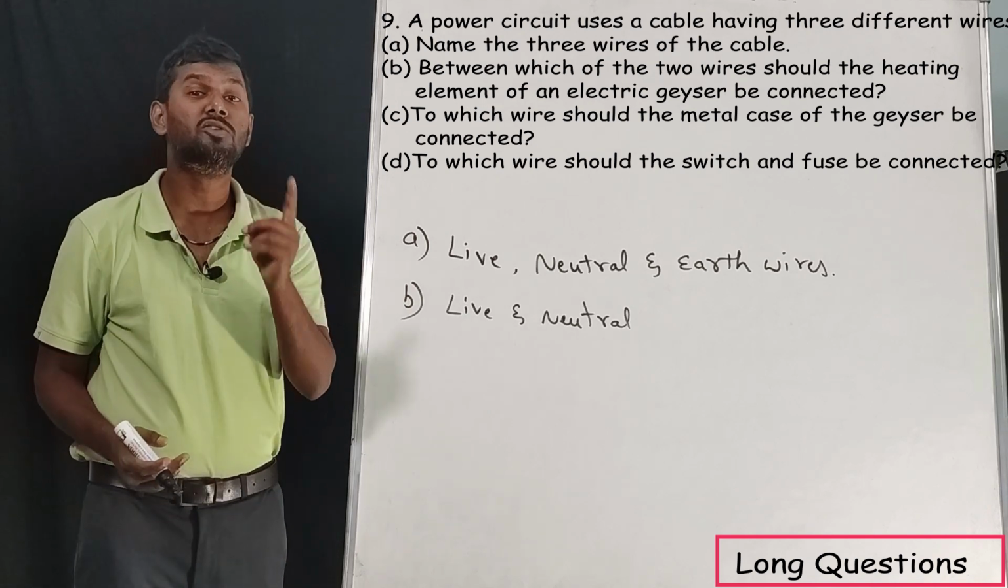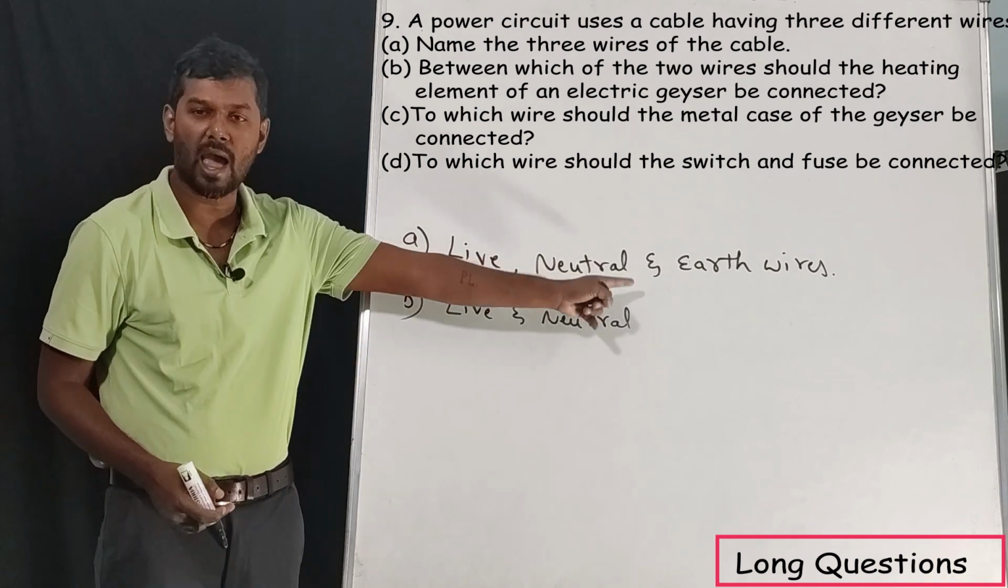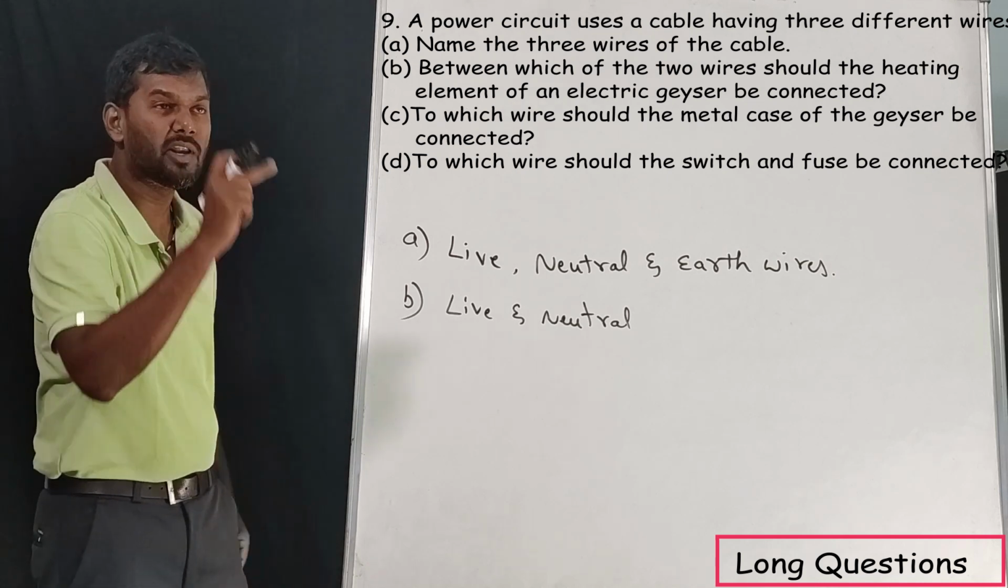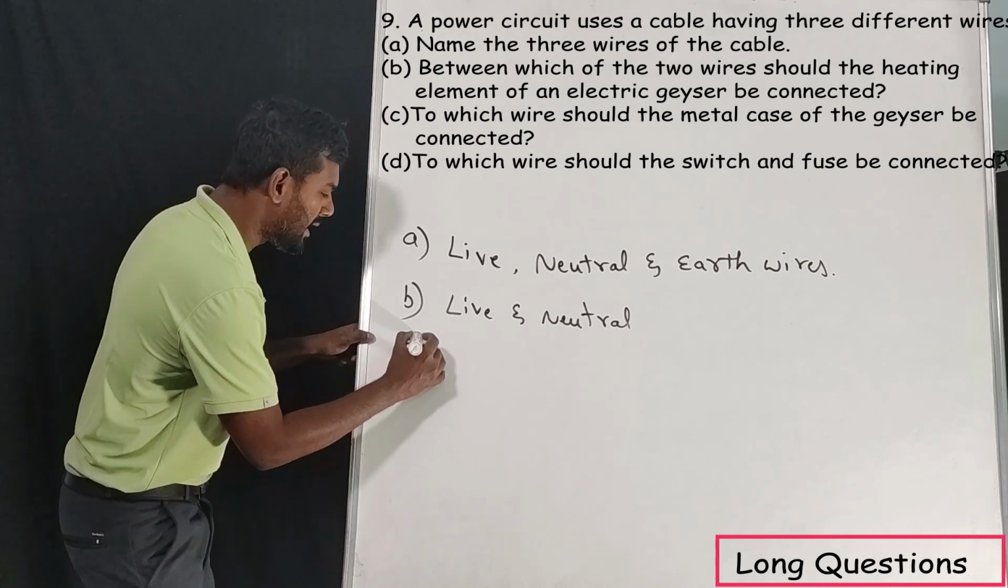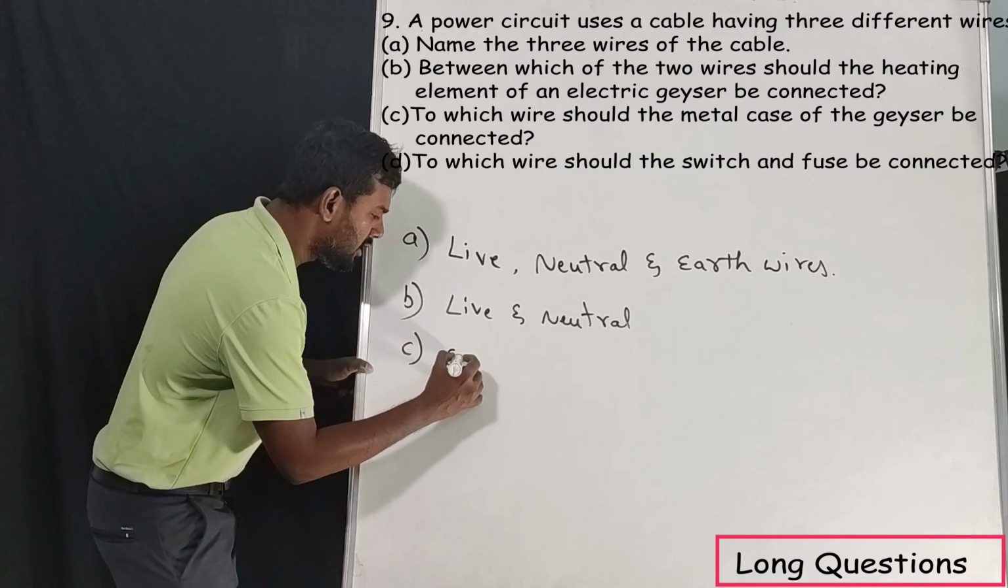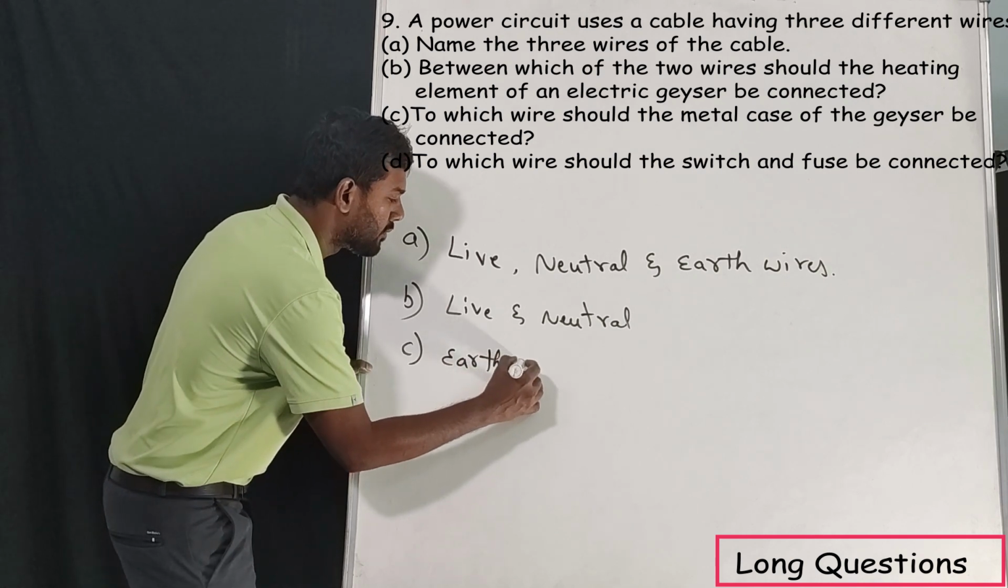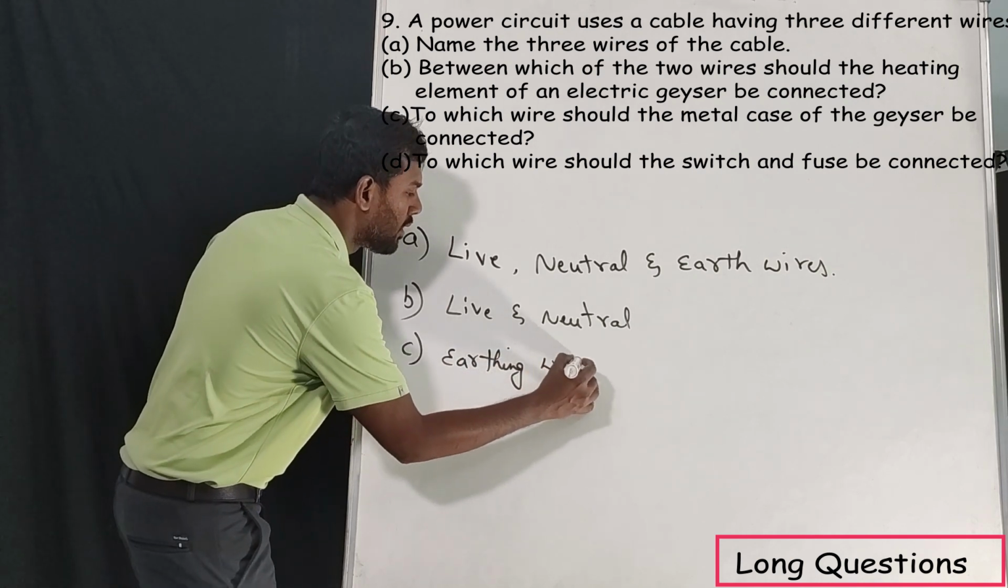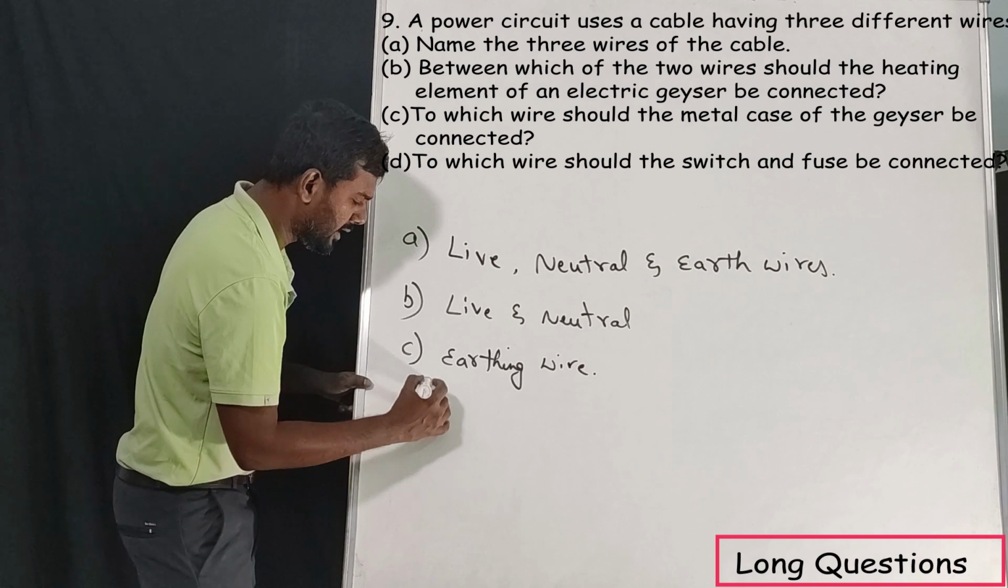Then, to which wire should the metallic case of the geyser be connected? Geyser, we know it will consume high power, so an earthing connection has to be done. But where should that be connected? That is nothing but the metallic case. For the metallic case, which connection? Earthing. Earth wire or earthing wire, anything is fine.